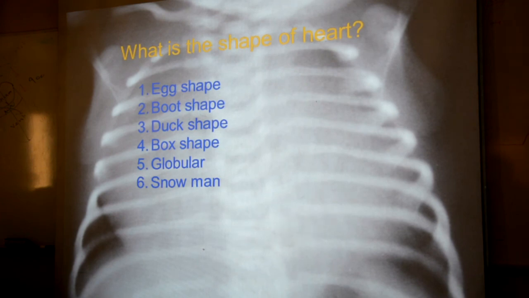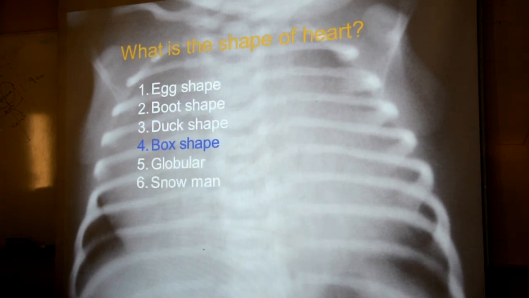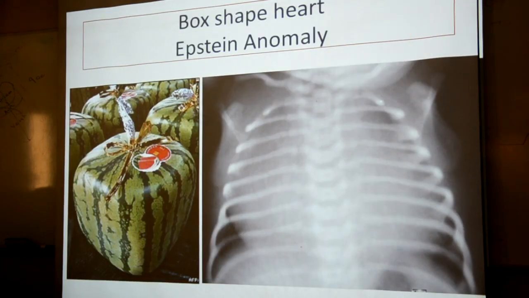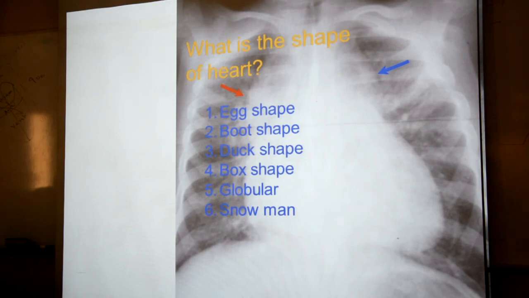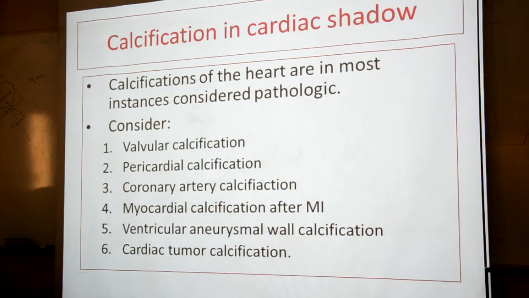Okay, what do you think here now? Is it looking like a boot? No. Is it looking like an egg? No. Egg is a small egg. Is it looking like a duck shape, sitting duck shape? Is it looking like a box shape? Yes. Boxes are large. Is it looking like a rounded globular shape? Is it looking like a figure of eight or so? No. So you yourself decided it's a box shape. Box shape usually occurs in pericardial effusion. Okay. The globular shape part already decided. Okay, snowman shape part. Okay.